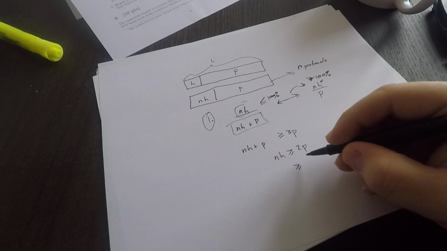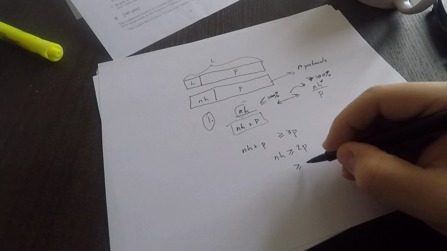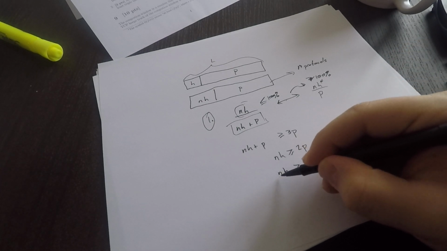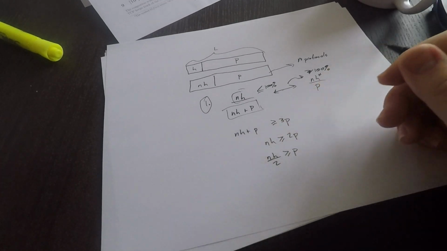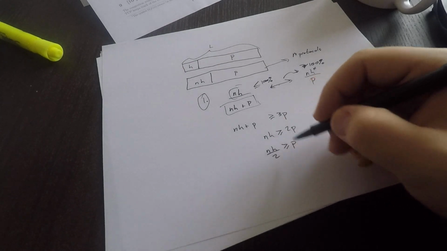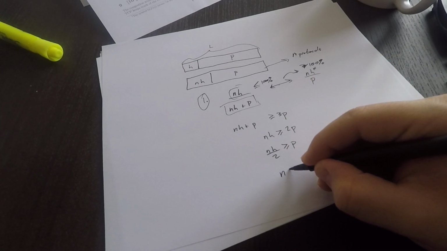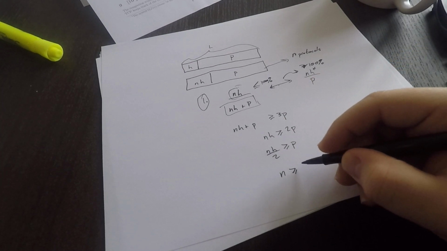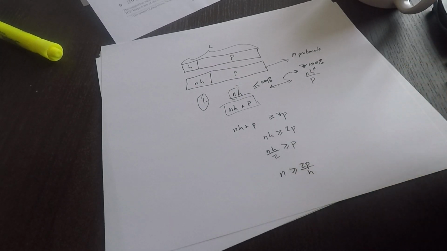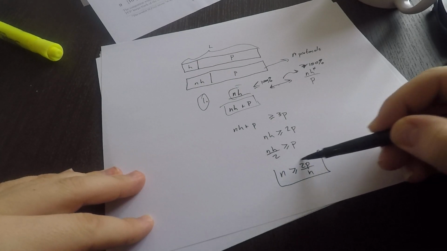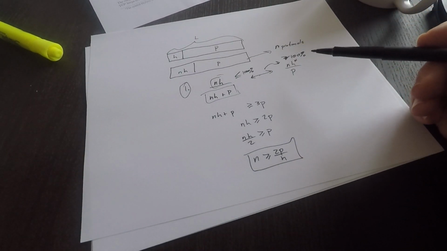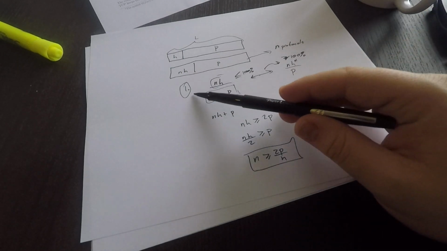There's nothing more to it than that. Now if I want to put that in terms of just n, I'll go back a step and say n is at least 2P over H. So I guess this is your answer here. There's really nothing to it. It really doesn't hinge on your choice for part one.